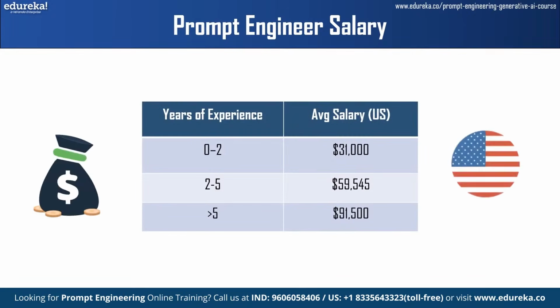Whereas in the USA, an entry-level prompt engineer with 0 to 2 years of experience has a salary of around $31,000. The average annual salary for mid-level with 2 to 4 years of experience is around $60,000 per year. The annual salary of a senior prompt engineer with 5 or more years of experience can exceed $91,000.